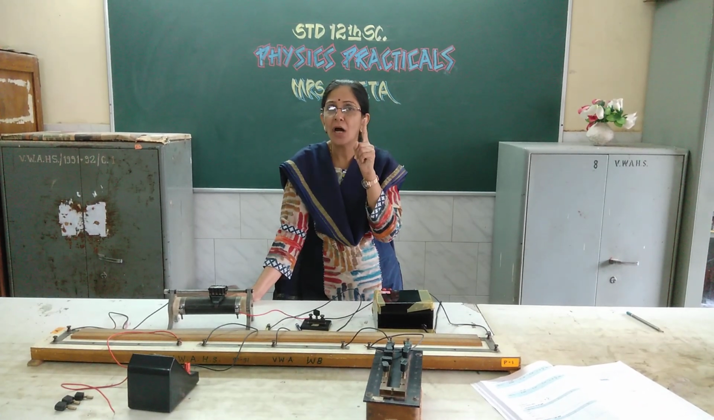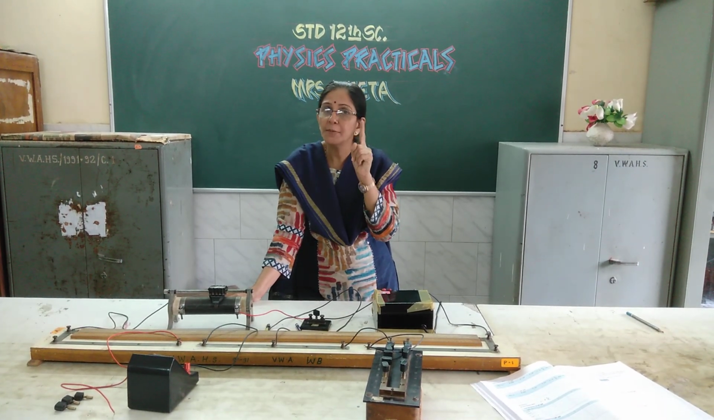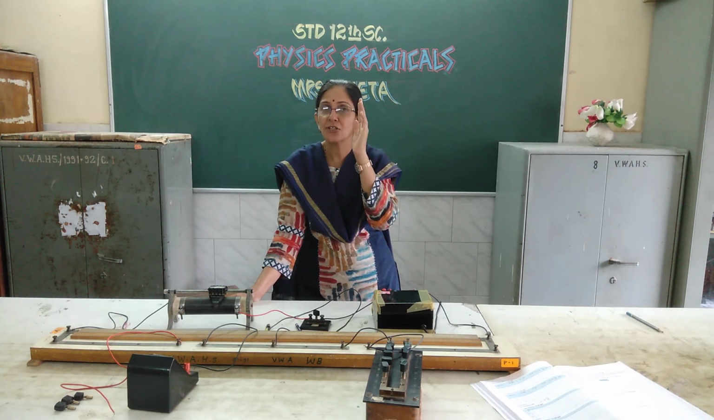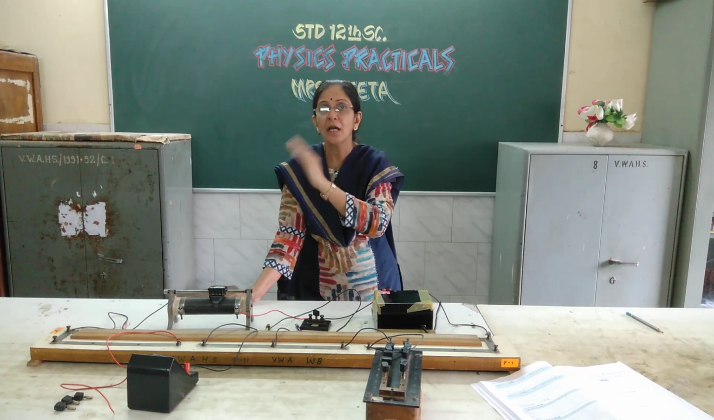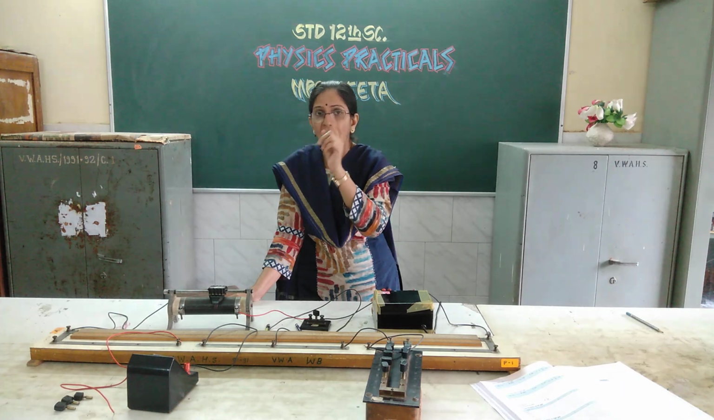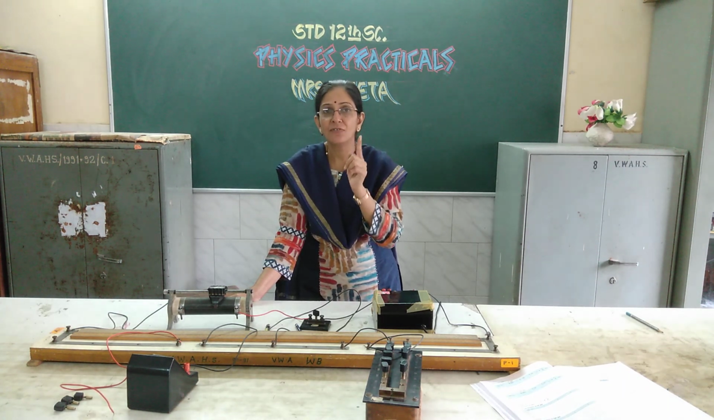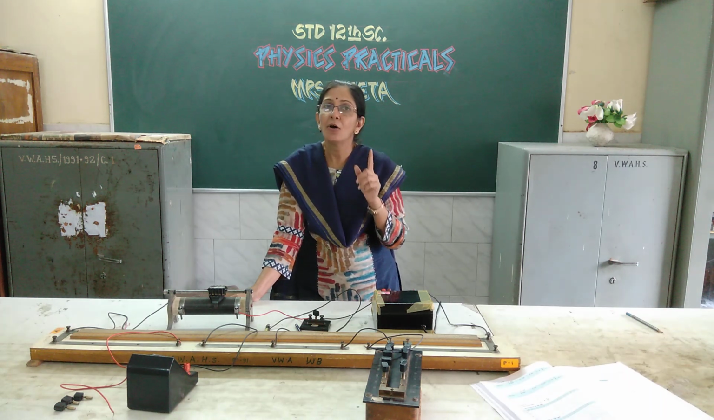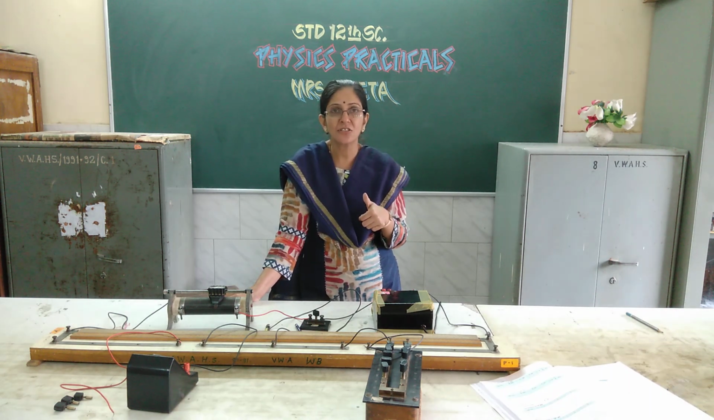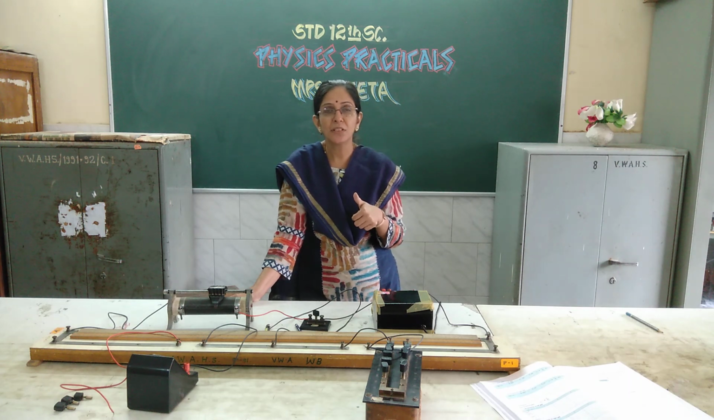Only one hint you have to remember here: it is a half scale deflection. That means the deflection you are getting is from 0 to 30, the null point is at 15, and one sentence you remember: before touching 15, after touching 15. Okay, if you follow these instructions, then definitely you can do this experiment.